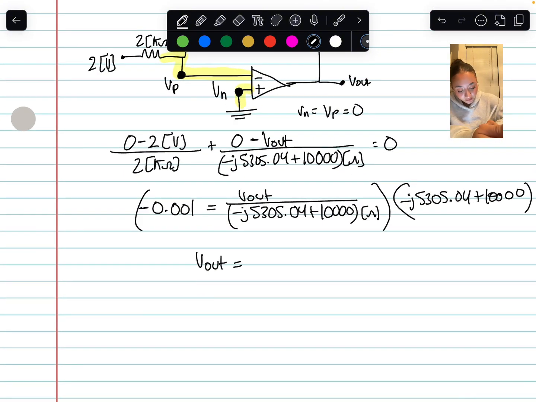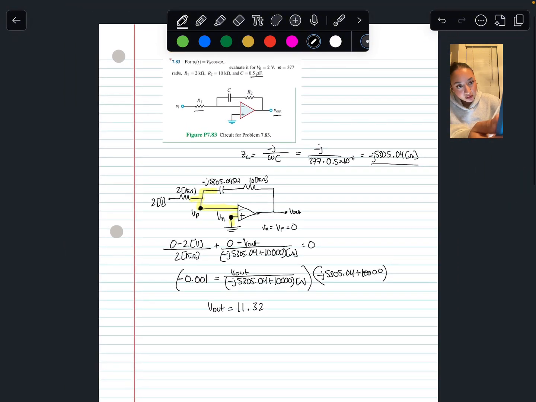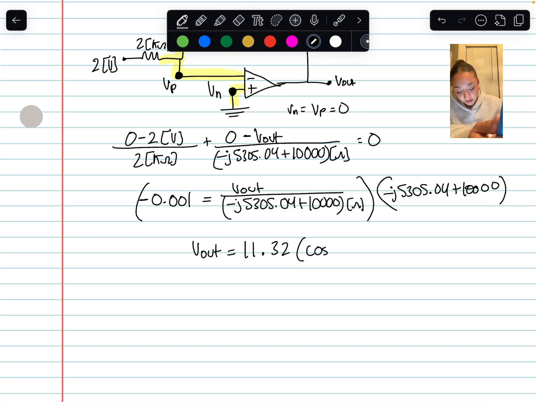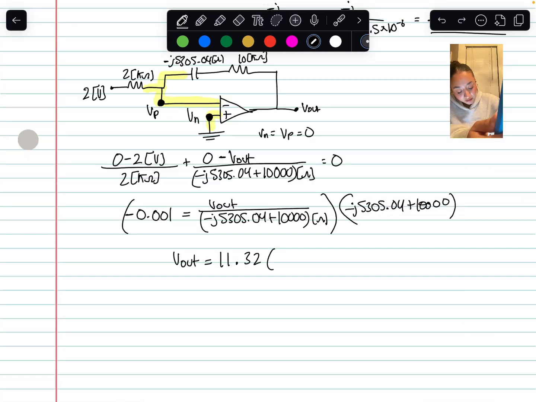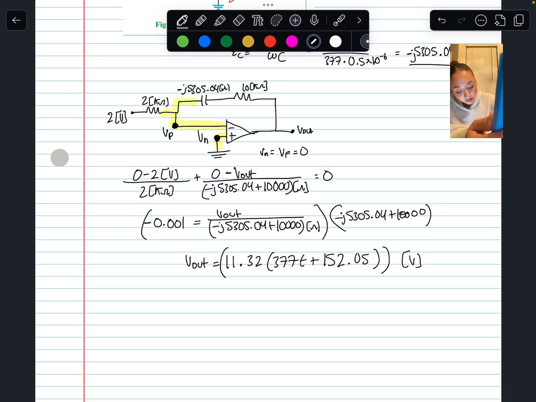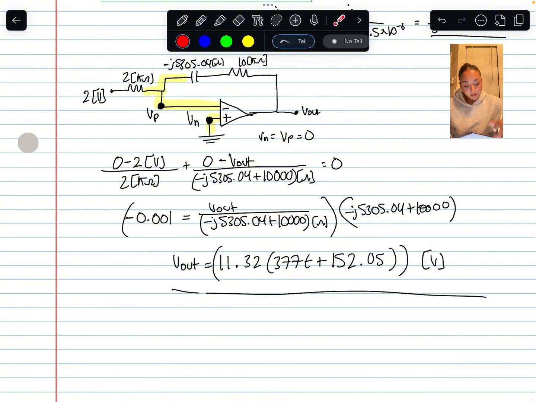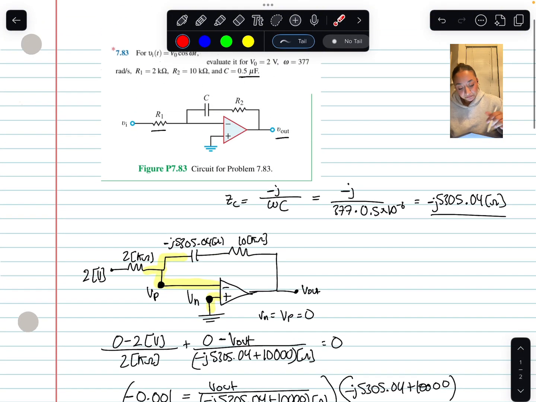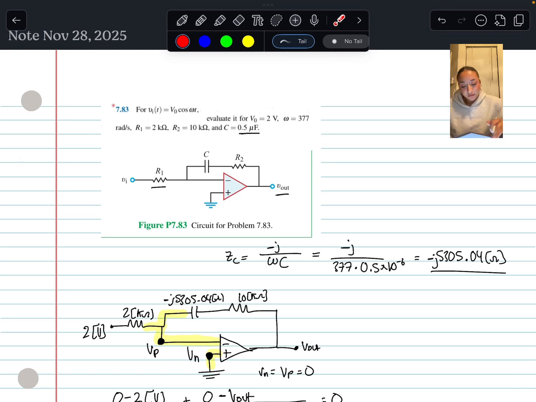So my V out is going to be equal to 11.32 cosine of 377t plus the angle 152.05. This is all going to be in volts. So this is my final answer, and this is our V out in this circuit.